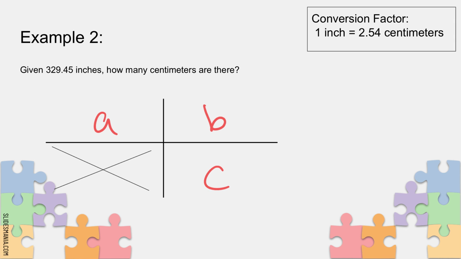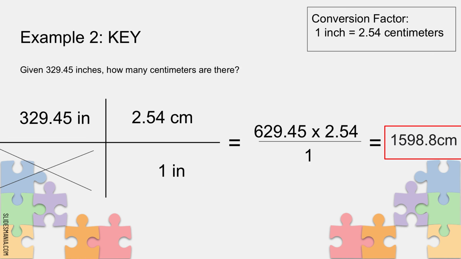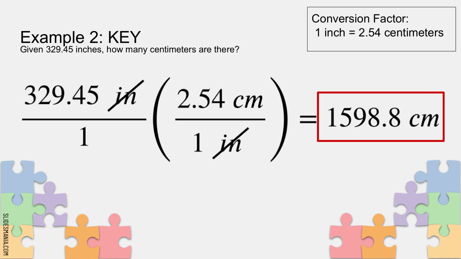Okay, example 2. Given 329.45 inches, how many centimeters are there? So in A, B, and C in your Edpuzzle, you'll be asked questions about those spaces. In the interest of not making this a 20-minute video, here is the key for that using the railroad method. And here's the key using the parentheses method. Note that we get the exact same answer.